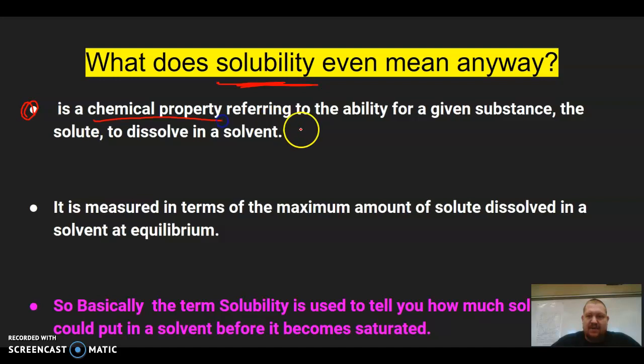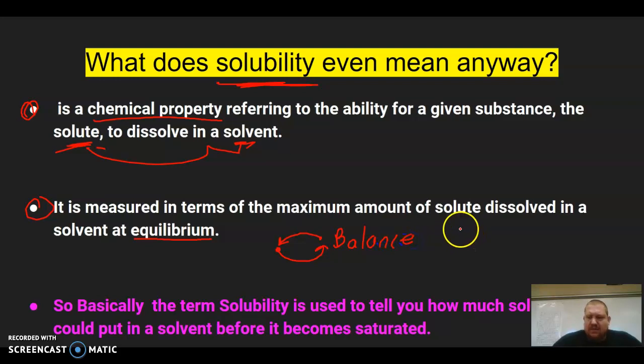Solubility is a chemical property referring to the ability for a given substance, the solute, to dissolve into the solvent. It is measured in terms of the maximum amount of solute dissolved in solvent at equilibrium. Equilibrium is like when some of it is dissolving, but some of it is reforming. So there's this balance. That's what equilibrium means.